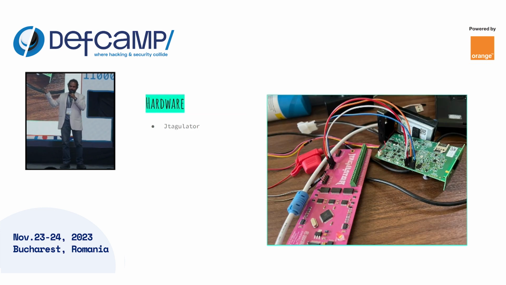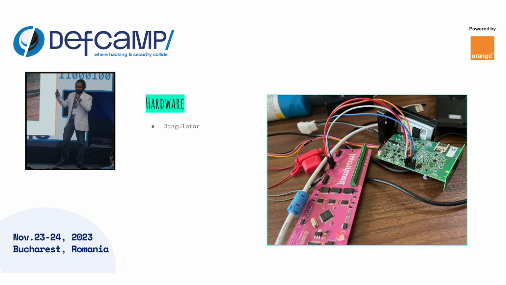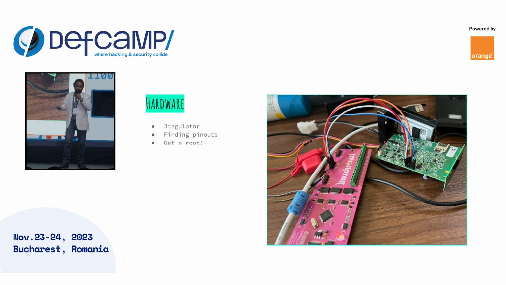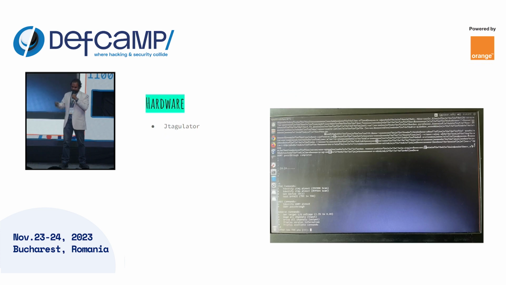So we did some hardware things, and when we were trying to do some UART, JTAG, and things like that, we found out the pinouts using a JTagulator. This is a very good tool by Joe Grand, and we were also able to find the root over UART, and it wasn't that difficult. We were kind of lucky in that sense. If you have root, then you're actually inside the device and you can do anything you want to. So this is the output of the UART pass-through which we performed with the JTagulator.